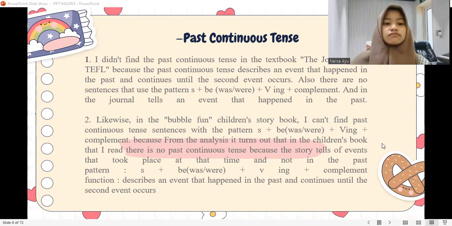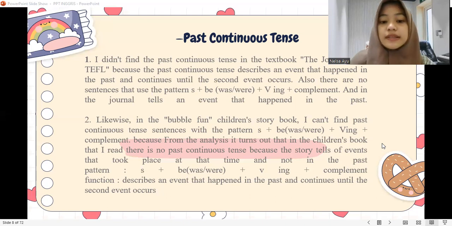For the next example number 2, like this in the Bubble Fun children's storybook, I can find past continuous tense sentence with the present subject plus be, was or were plus verb ing plus complement, because from the analysis it turned out that in the children book that I read there is not past continuous tense because the story tell of event that took place at that time and not in the past pattern.